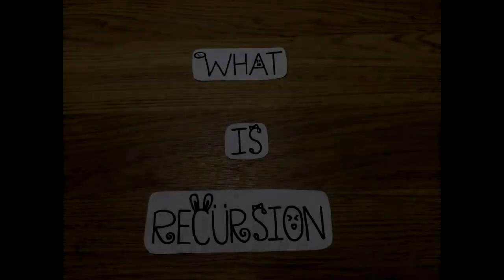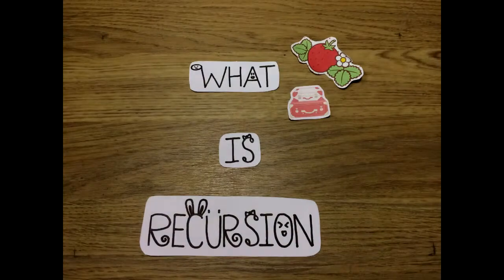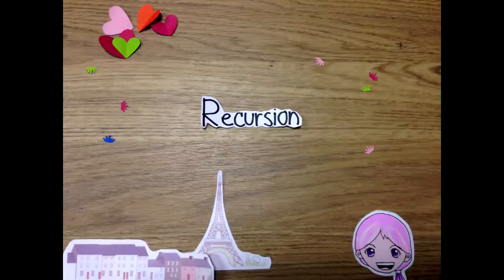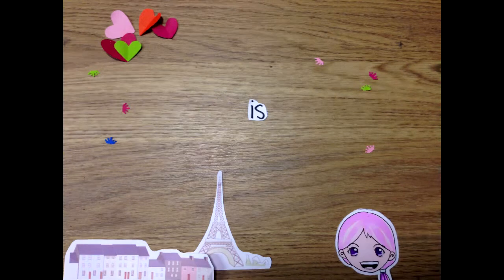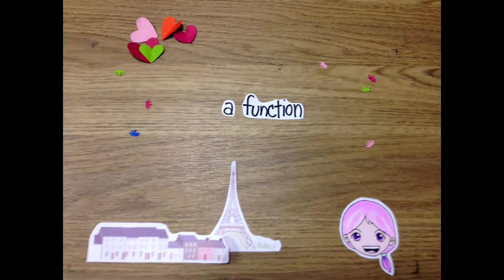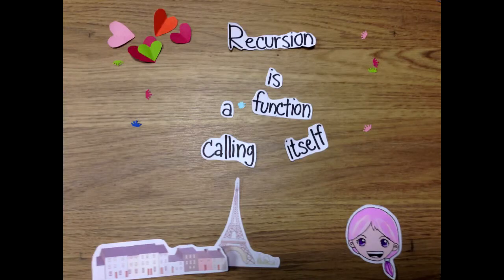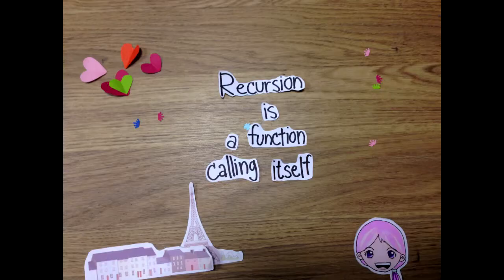Recursion is a method of solving problems that involves breaking a problem down into smaller and smaller problems until you get a small enough problem that it can be solved trivially. Recursion usually involves a function calling itself.